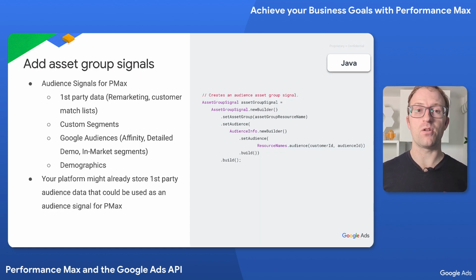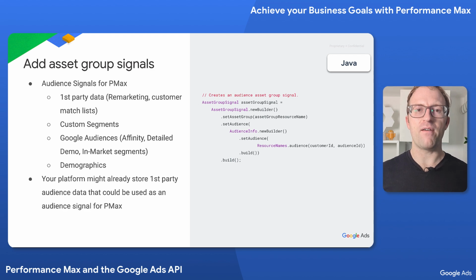For PMax, these include audience signals and search themes. Now, these are optional signals that, if provided, can help guide Google AI in areas you know perform well. Taking the example of audience signals, you are able to use the following: first-party data, such as remarketing lists and customer match lists, custom segments, Google audiences, for example, affinity, detailed demo, and in-market segments, and demographics.